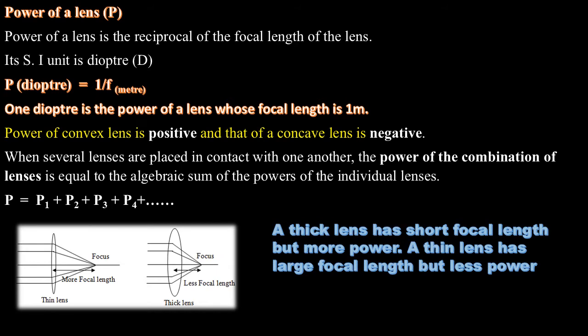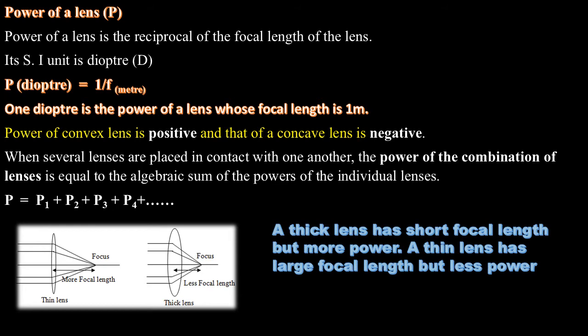Power of a lens is noted by the letter capital P. Children, we know that focal length is the distance from the optic center to the principal focus. Look at the figure that is shown there. You can see a thin lens and a thick lens. In a thick lens, the light rays are focused onto a point very close to the optic center. There the focal length is less.